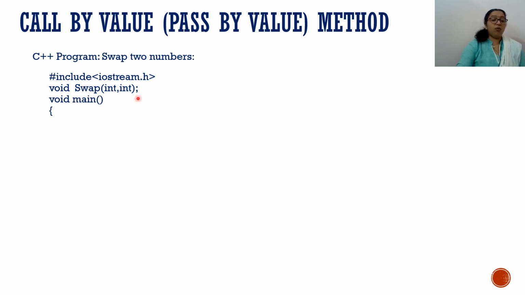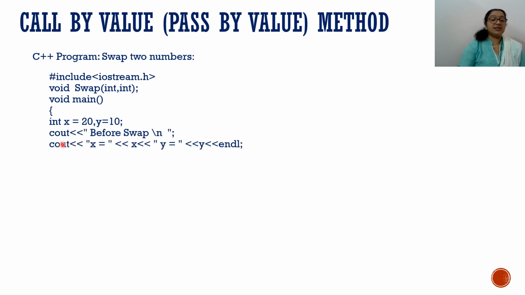Okay, now main, and what are the statements in main? See, int x is equal to 20 and y is equal to 10. So two variables are there, we declared them and initialized with 20 and 10. And see cout before swap. So before swap itself we can print the values in x and y. So x is equal to x and y is equal to y. We'll get the values on the monitor before swap itself.